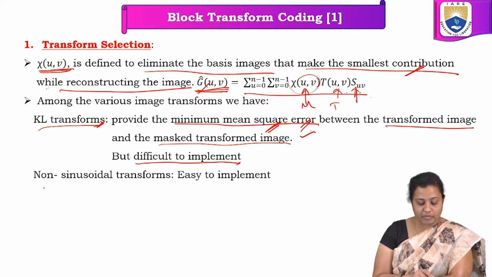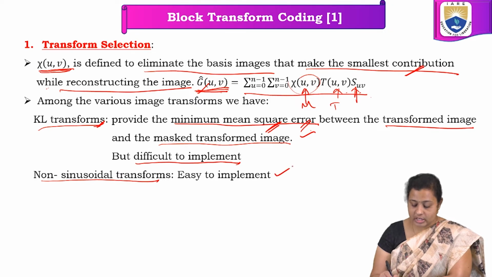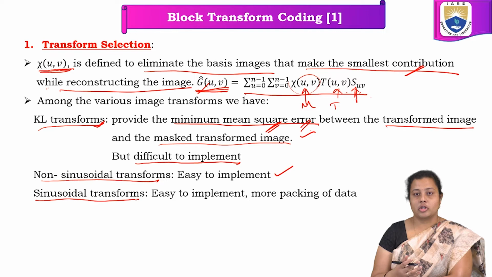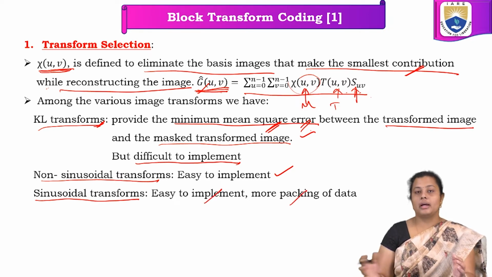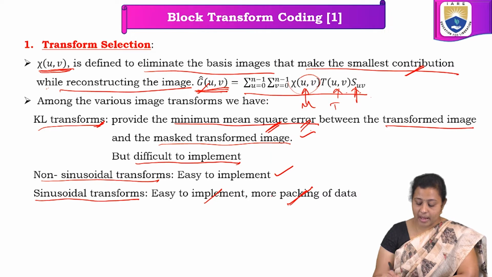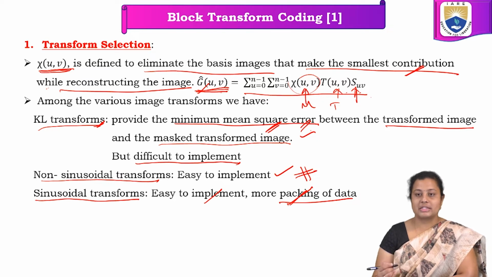Whereas we have the other transforms, the non-sinusoidal transforms, which are very easy to implement. We also have the sinusoidal transforms. They are easy to implement, and we can combine a lot of our data, so more packing of the data is possible. Whereas with the non-sinusoidal ones, I cannot say that packing of the data is not possible, but it is not that easy.